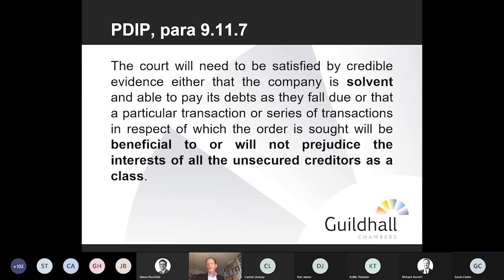The balancing exercise that the court makes in deciding whether to make such an order, we'll come on to some of the case law in a moment, but the critical point is summarised in the slide on screen at the moment. So the court will typically make a validation order if there's evidence that the company is solvent. That's a case called Re Burton and Deakin from 1977, or alternatively, if the transaction or series of transactions in respect of which the order is sought will be beneficial or will not prejudice the interests of all unsecured creditors as a class. So we'll come on to that when we look at some of the case law and how it's evolved.